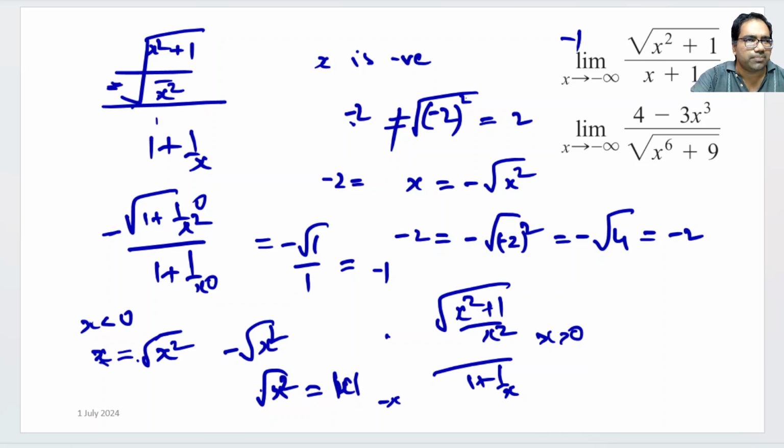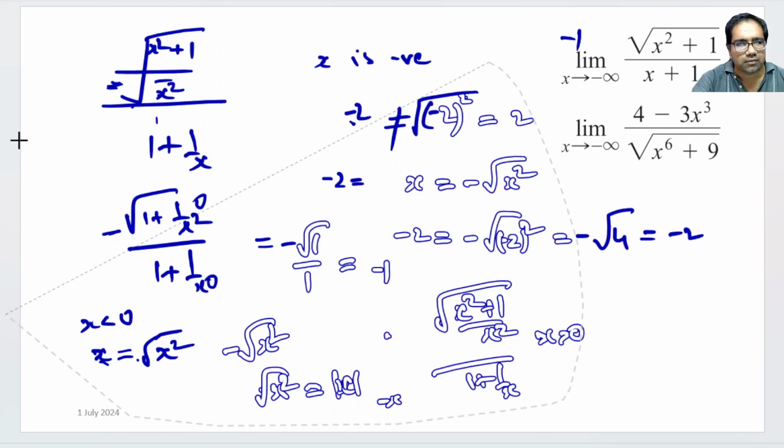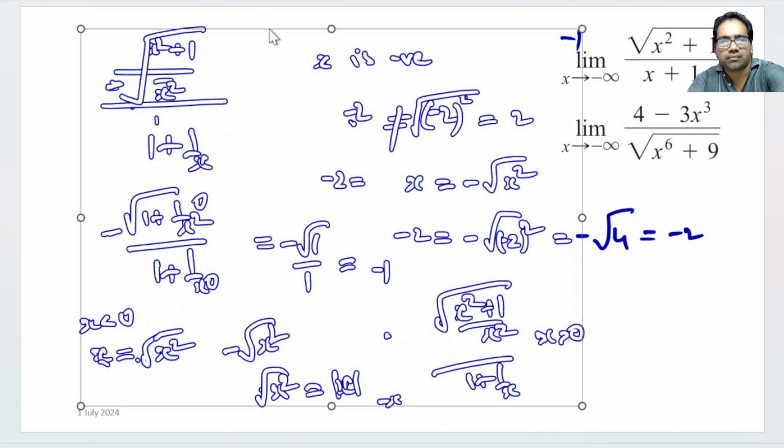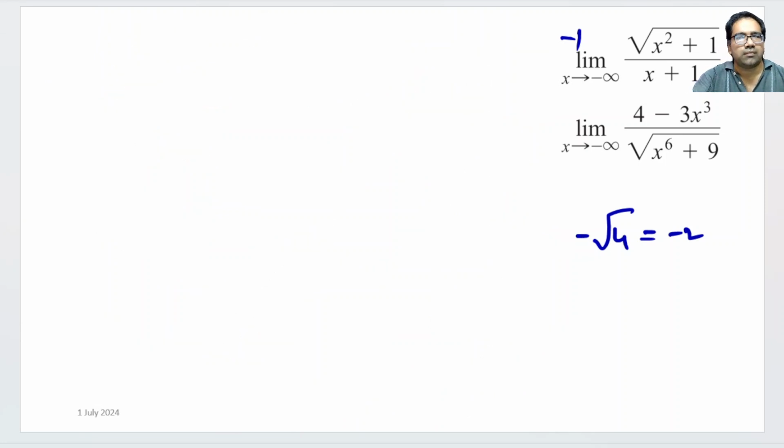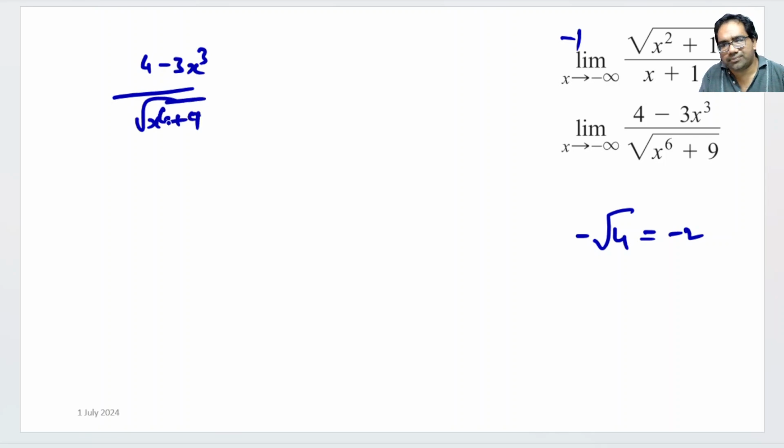Now let us take the other example. Other example also very similar one. In this case, again, 4 minus 3x cube by under root x power 6 plus 9. Now again, we want to divide both numerator and denominator by x cube, or root x power 6.